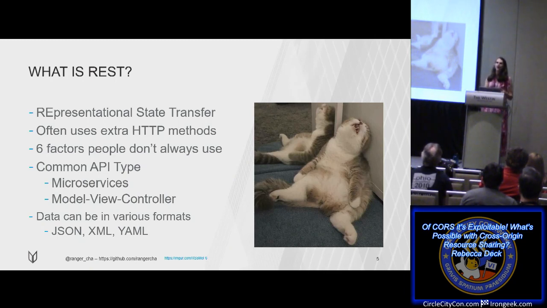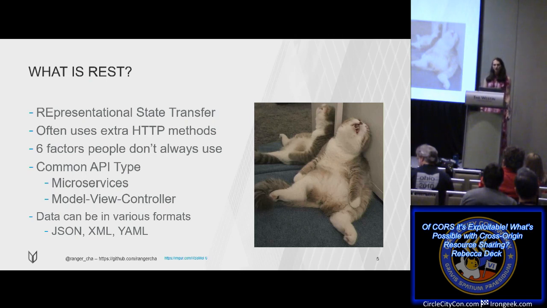So first off, what is REST? It's representational state transfer. You often see weird HTTP methods. In a normal app, you'll see GET, POST, that kind of thing. But you'll also see PUT, PATCH, UPDATE, DELETE, all these extra HTTP methods that you don't see in a lot of normal applications. It's defined by 6 factors that don't really mean anything because people write APIs they call RESTful that don't meet all the 6 requirements.